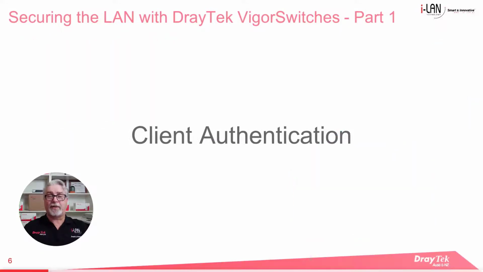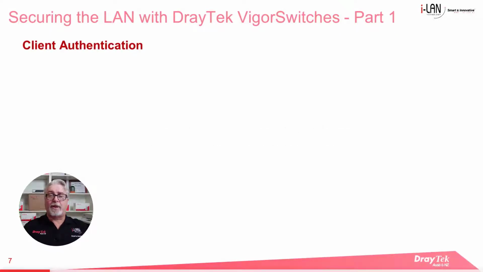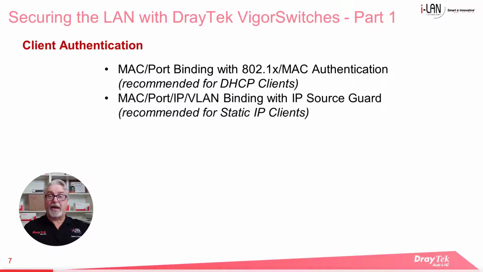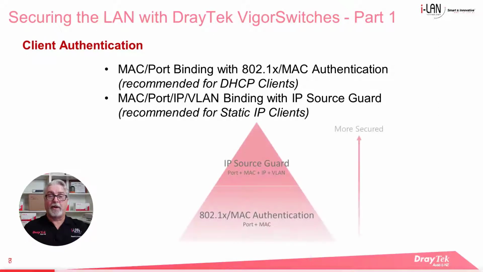The first Vigor switch feature we'll look at to improve LAN security is client authentication. Just to recap the intro, with client authentication there's two methods that can be used. First, we can use MAC address and port binding with 802.1x MAC authentication. The other method is to use the MAC address, port, IP address, and VLAN binding with IP source guard enabled. 802.1x MAC authentication is usually used for DHCP clients since we don't know the IP address of the devices before they connect to the LAN. The more secure method is to use IP source guard, where we use MAC, port, IP, and VLAN binding.